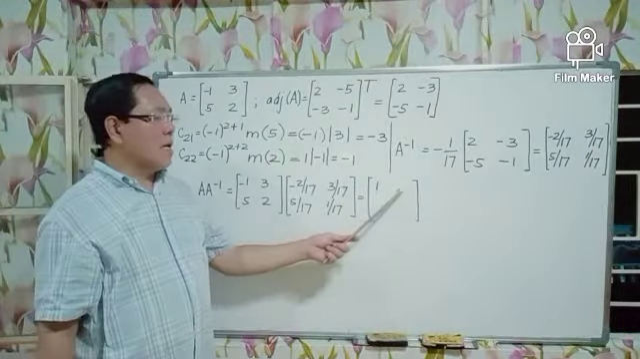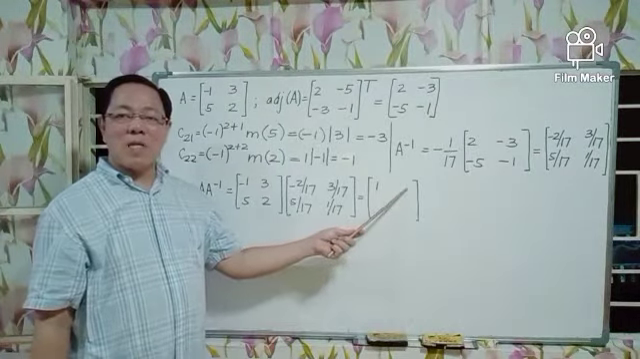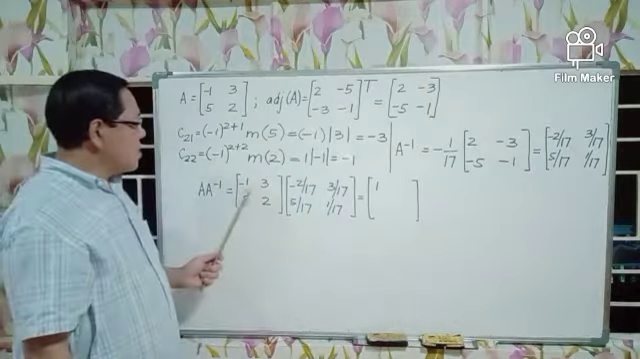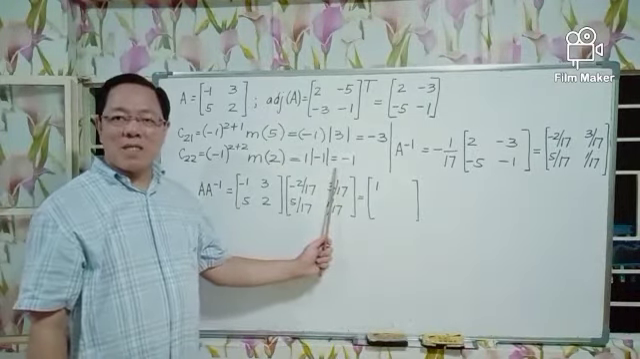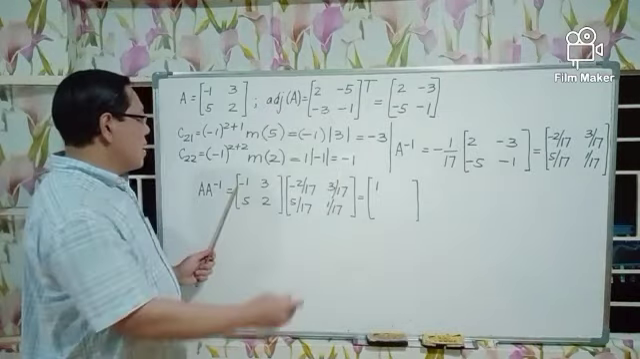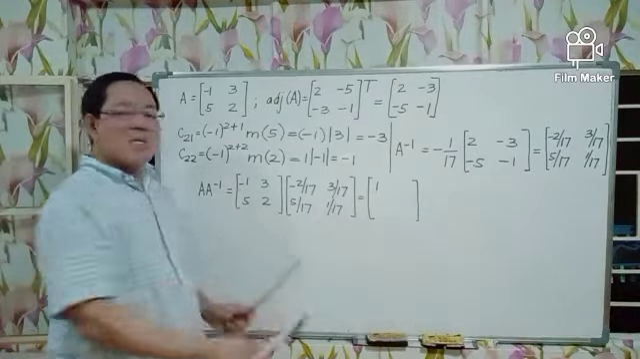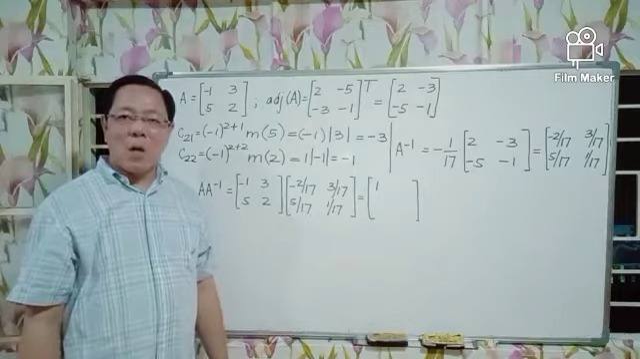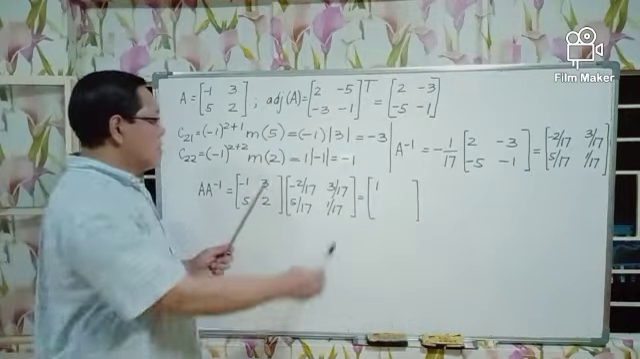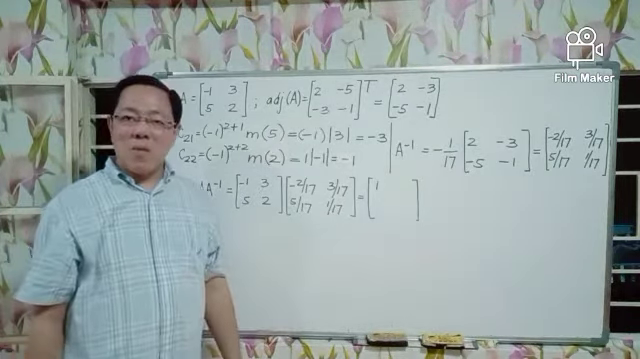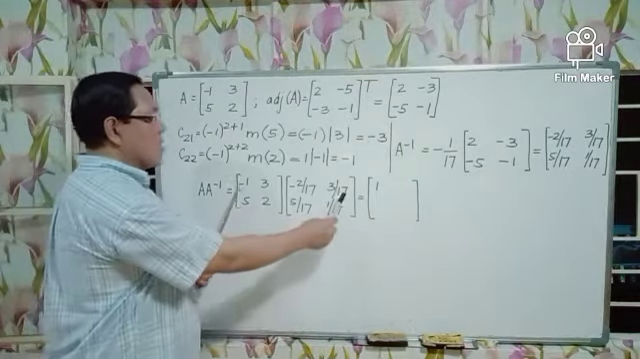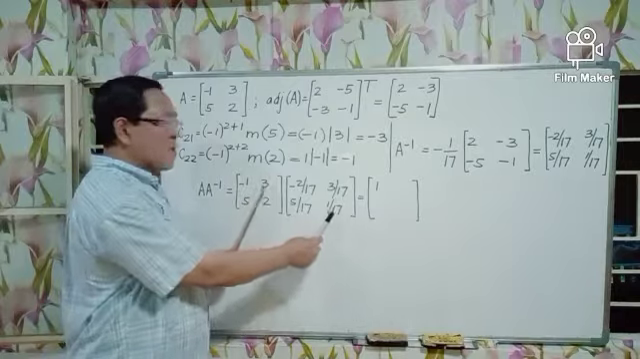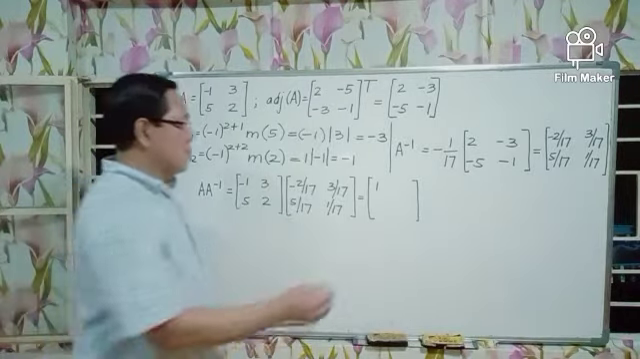Next, we find the entry in the first row, second column, by multiplying the first row of matrix A by the second column of the matrix A to the minus 1. We have negative 1 multiplied by positive 3 over 17 is negative 3 over 17, plus 3 multiplied by 1 over 17 is positive 3 over 17. Therefore, we have negative 3 over 17 plus 3 over 17 is 0.